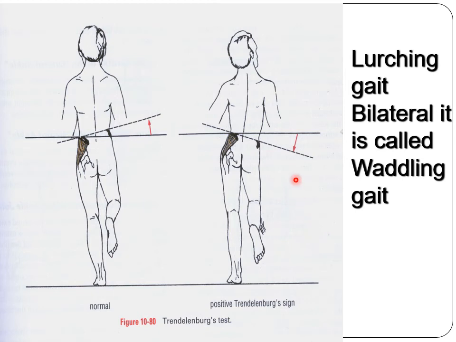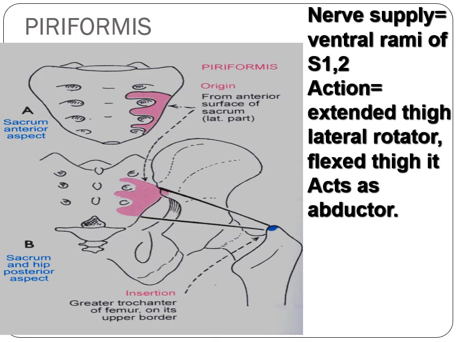Lurching gait; if bilateral, it is called waddling gait. So you see this one is normal, and this one is the positive Trendelenburg sign, the pelvis is tilting downward. If it is normal, it rises upward, but if there is paralysis, the Trendelenburg sign will be positive. So this is the Trendelenburg sign.